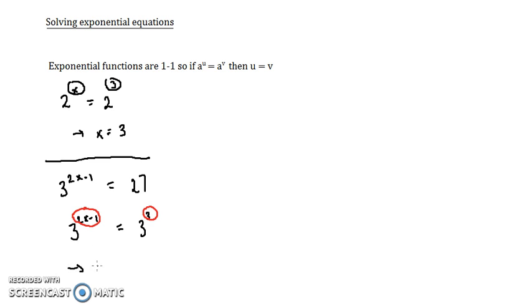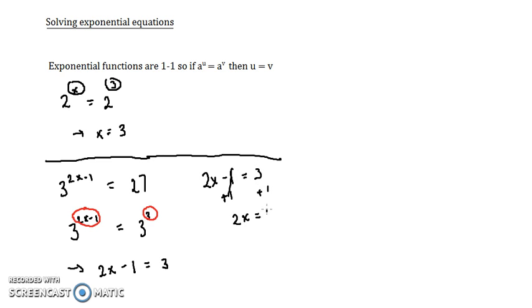So now our equation becomes 2x minus 1 is equal to 3. We set these two exponents equal to each other, and now we have a linear equation to solve. I'm going to come over here to give us a little bit more room. So we add 1 to both sides, and we divide by 2, and we get that x is equal to 2. You should be able to come back over here and plug that in and check it. If the numbers get a little unruly, you can always use your calculator to check it as well. So x equals 2 is our solution.